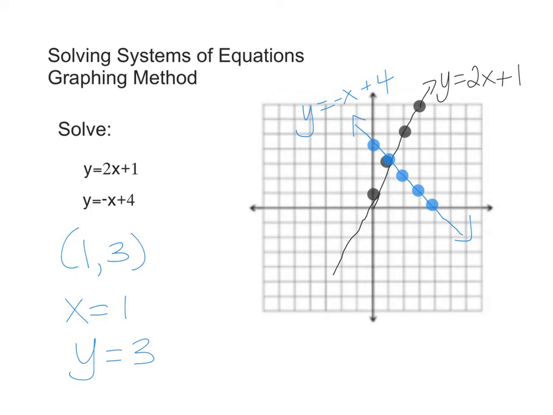If you fill 1 and 3 into either of those equations, it comes out to a true statement. y equals 2x plus 1. Well, 2 times 1 is 2, plus 1 is 3. So that works. If you do it with the second one, negative 1 plus 4 is 3. So it works for both of them.